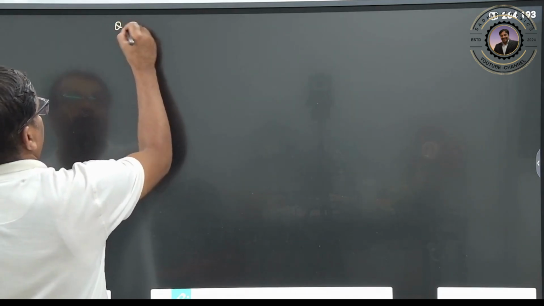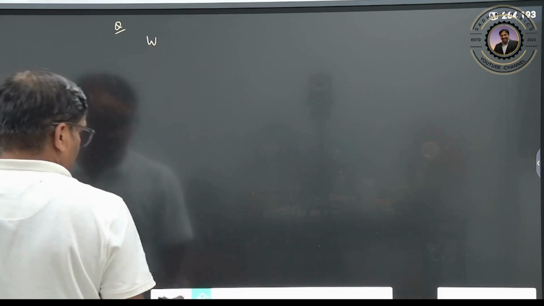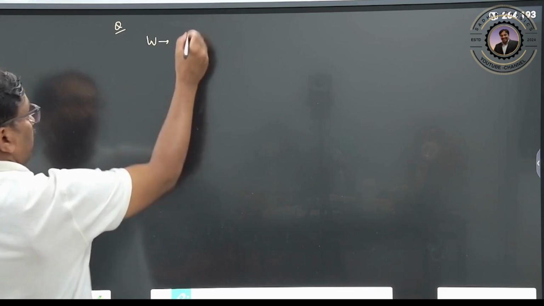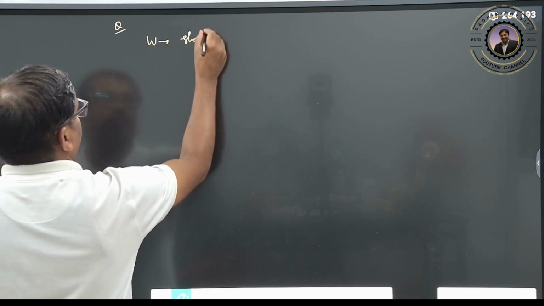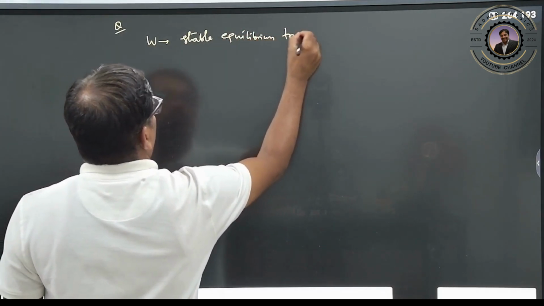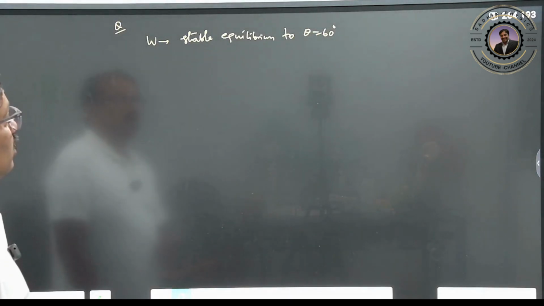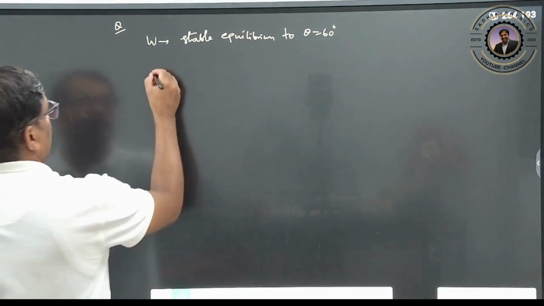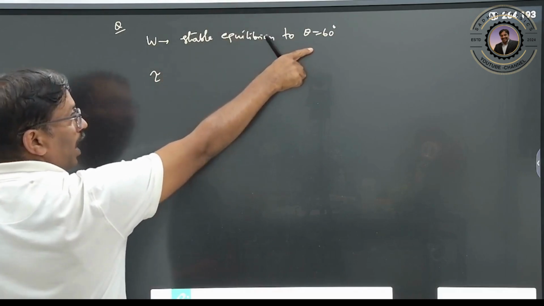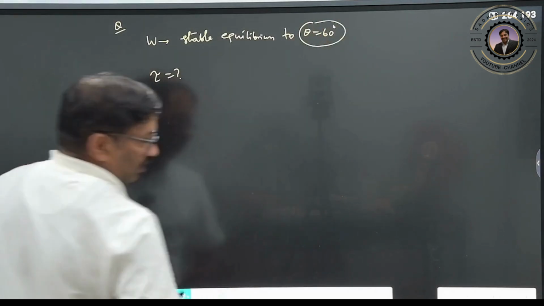Right. So now we'll see one more question. W is the work done to rotate it from stable equilibrium to theta equal to 60 degrees. So what is the torque to be acting at this point? What should be the torque acting at this final point, clear?